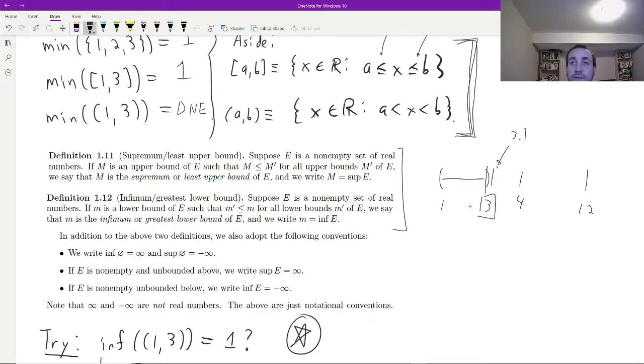Something that you can probably convince yourself of fairly easily is that 3 is the smallest upper bound. If I look at all of the upper bounds, that's some set, and 3 is the smallest element of the set, and we'll see in a second that means it's the supremum.